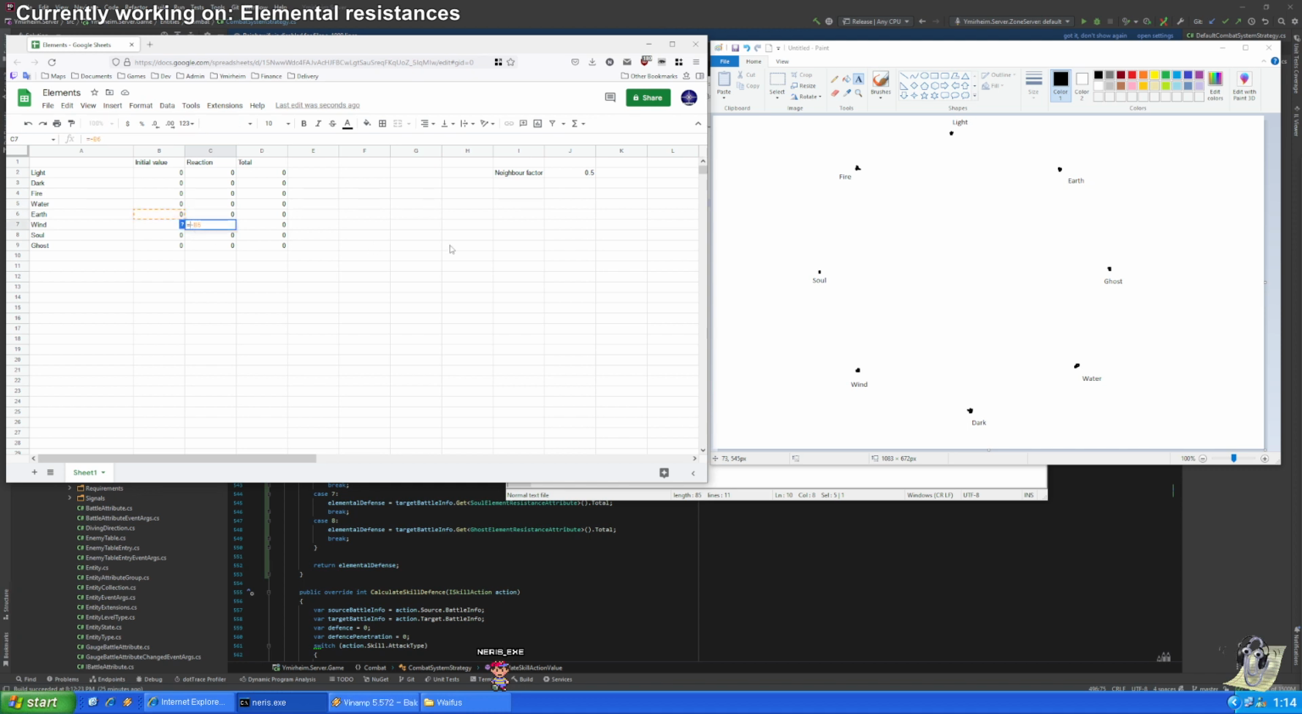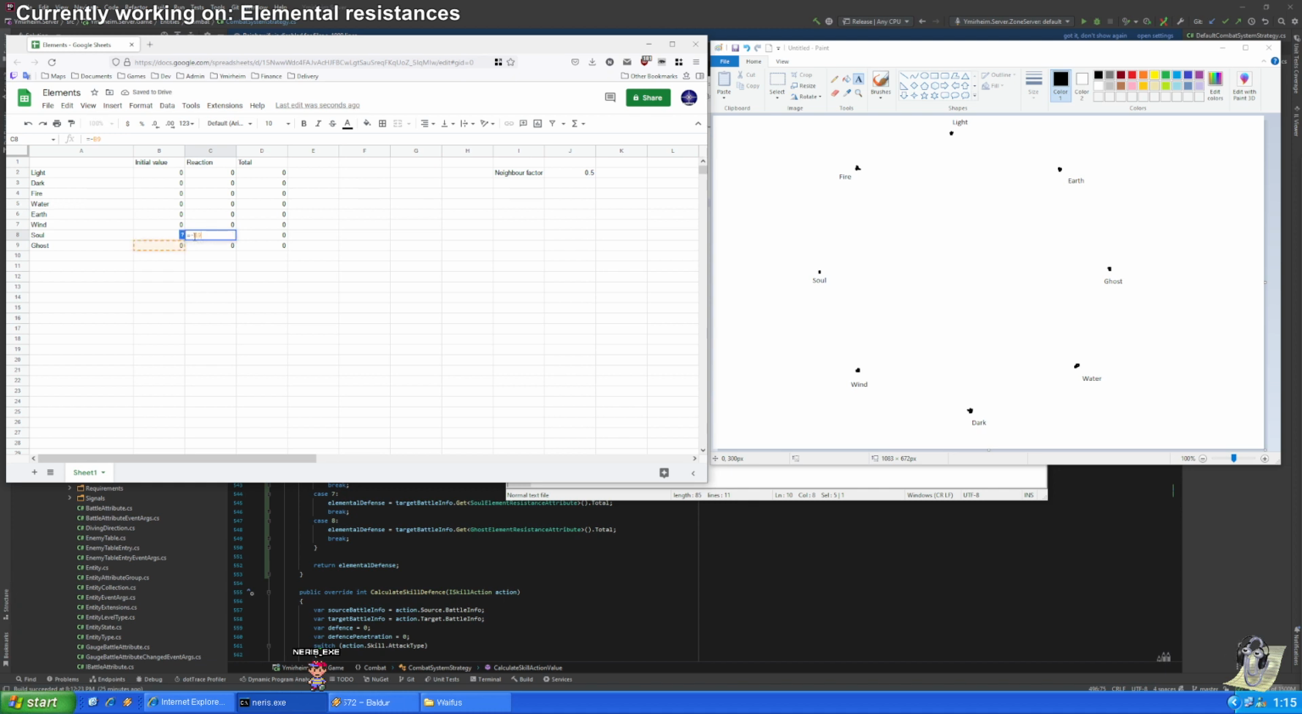Now for the wind, we have, where is wind? Here. So we have soul times vector plus dark times vector minus light times vector minus ghost times vector.